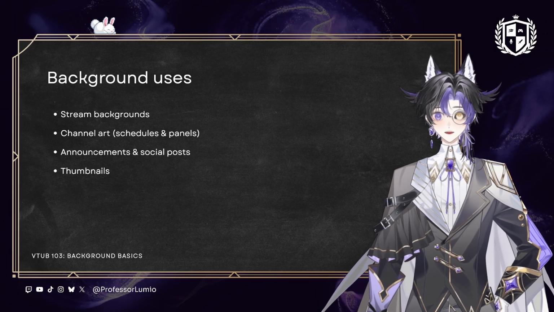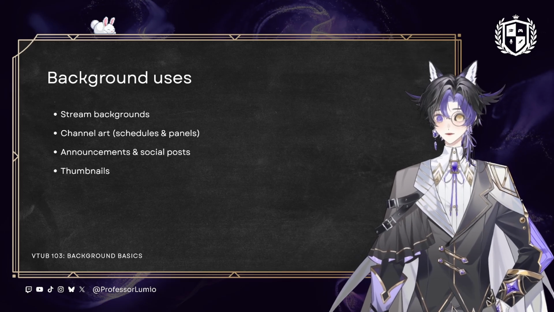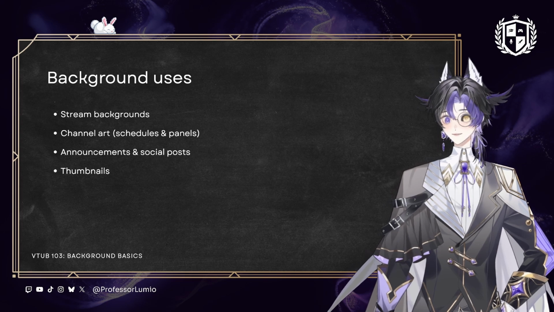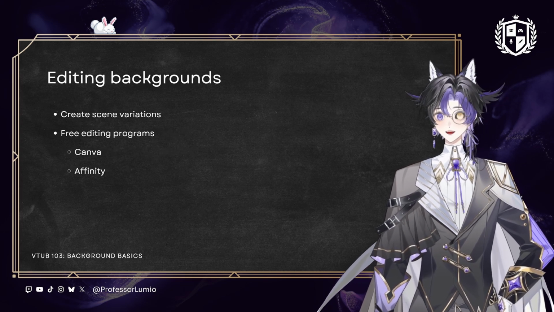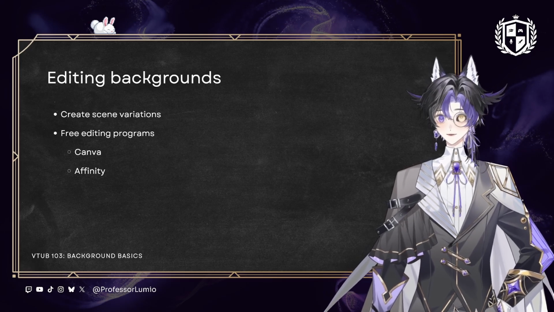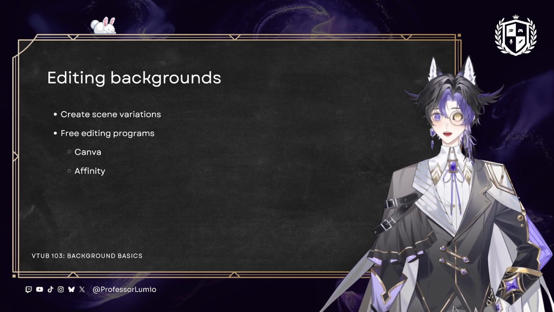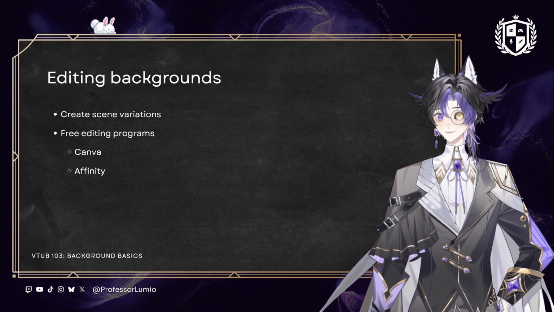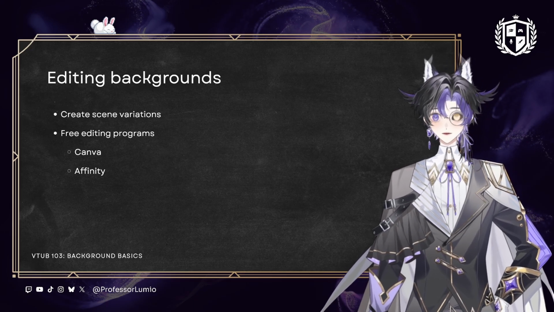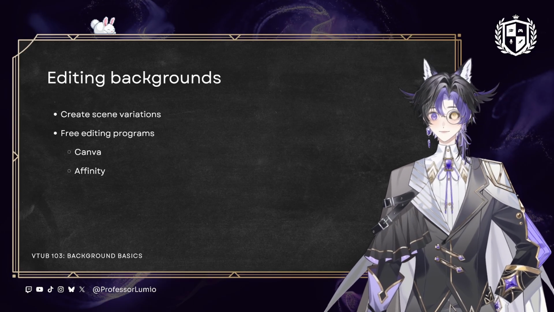Finding backgrounds that fit your channel is more than just for your stream. You can also use them for channel art, like creating a schedule or your about panels. They're also great for announcements or other social posts, as well as video thumbnails. In many cases, you can take a single background image and create variations using free editing software. The two I use the most are Canva and Affinity. Canva is a very user-friendly tool that's really good for simple edits and even videos. Affinity is a bit more robust Photoshop replacement that allows you to work with transparent images, which Canva would require the paid version for. I've used nothing but these two programs to set up my entire channel.